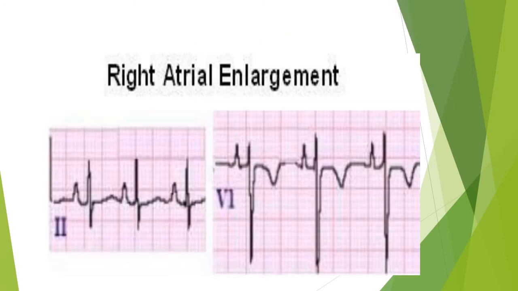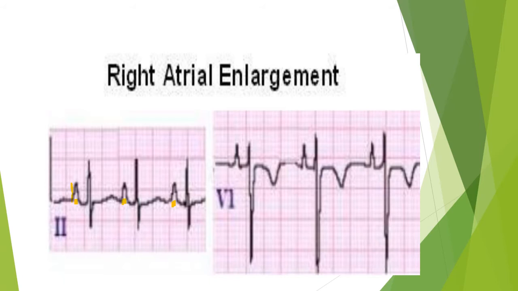And here is another example of right atrial abnormality. Here on the left side, this is lead 2. To comment, the P wave is present and it's coming at regular intervals, so it's sinus rhythm. And the amplitude of the P wave is about 3.5 or even 4 small squares. It's more than 2.5 small squares in lead 2, so it represents right atrial abnormality.